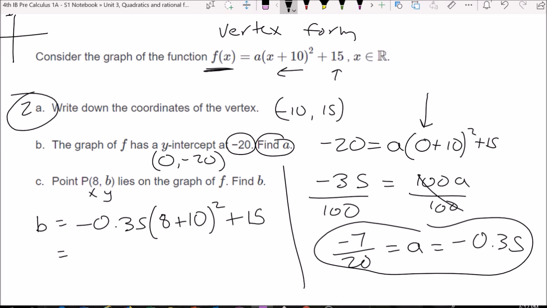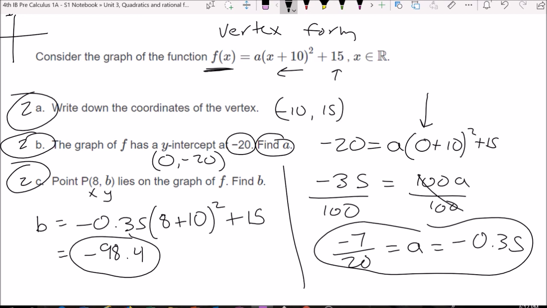All right, and guys, from here, we're just going to type that in the calculator. I don't see any reason why we would ever want to do that by hand or in our heads. It looks way too nasty. So type that in, and you get -98.4, and that's the value of B. Okay, it was 2 points per question on this one. And that's what we were looking for.